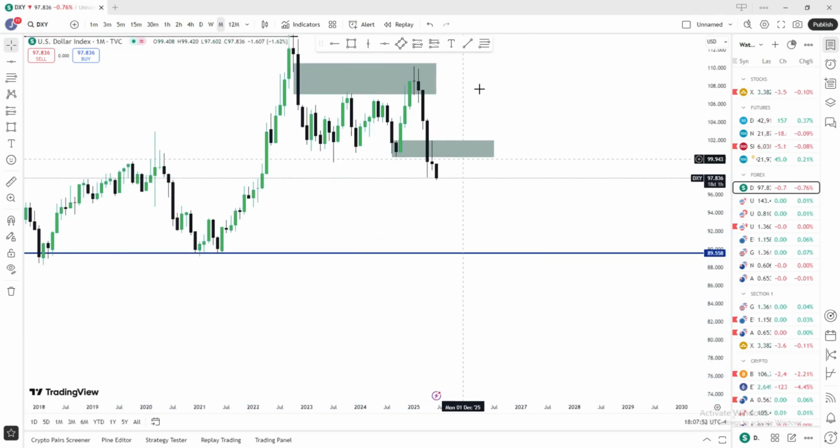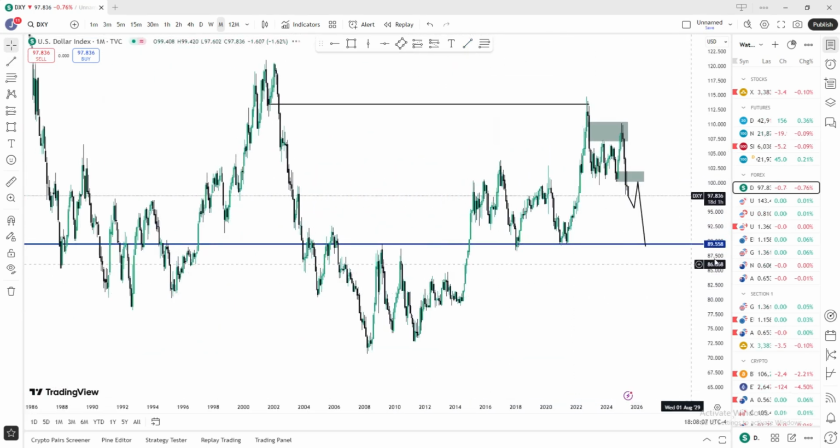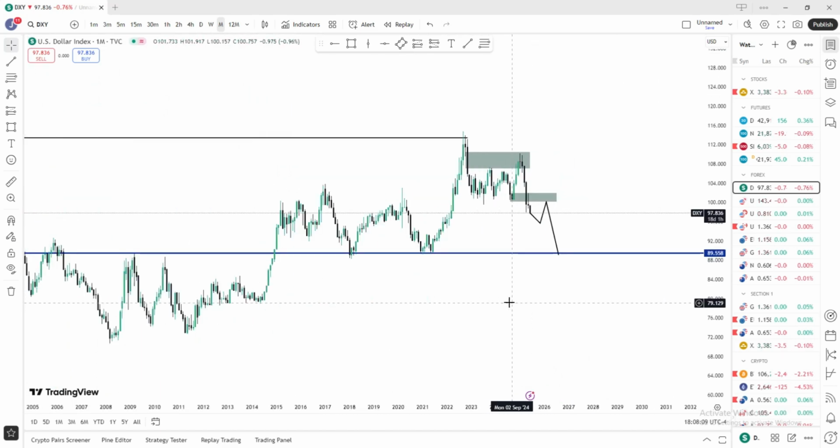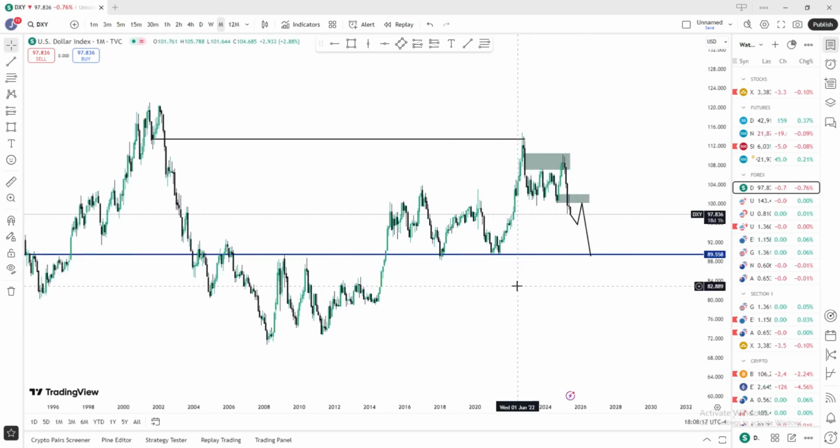The market can decide to come down here and do something like this, then come all the way down here. You can expect something like this. Or if it likes, it can just keep dropping. But be rest assured that we are coming down to this 89,000 level. You can see something like this.